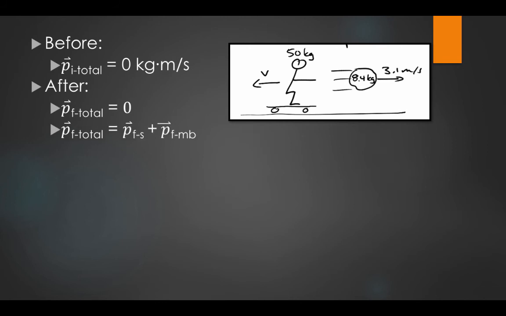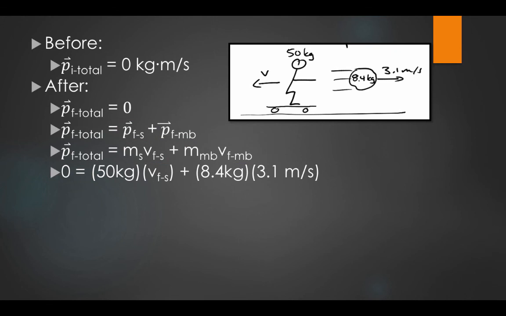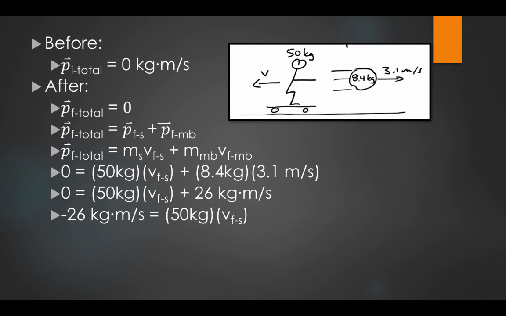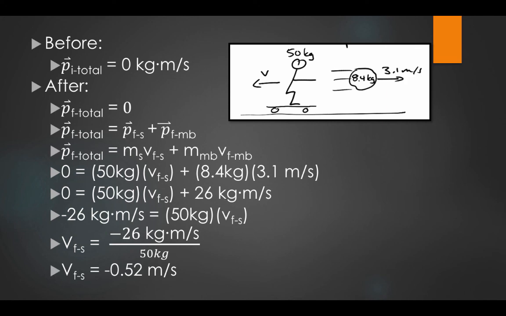The final total momentum is the sum of final momentums, which is the final momentum of the student plus the final momentum of the medicine ball. The final momentum total is mass of the student times the velocity of the student plus the mass of the medicine ball times the velocity of the medicine ball. 0 equals 50 times velocity plus 8.4 times 3.1. 0 equals 50 times the velocity plus 26. Negative 26 equals 50 times velocity. Velocity equals negative 26 divided by 50. The final velocity of the student would be negative 0.52 meters per second.